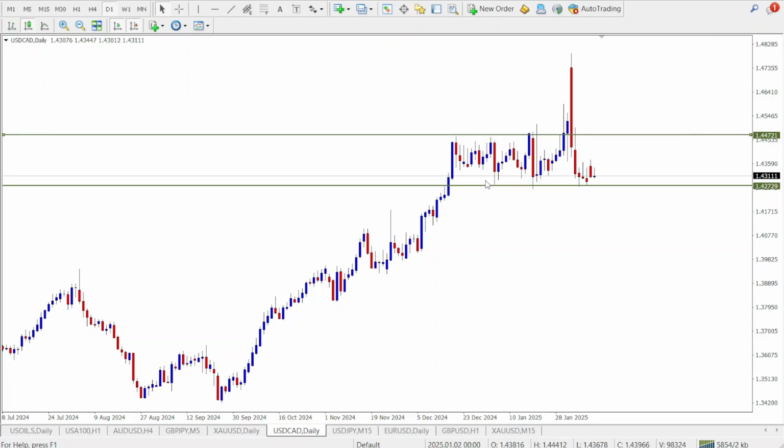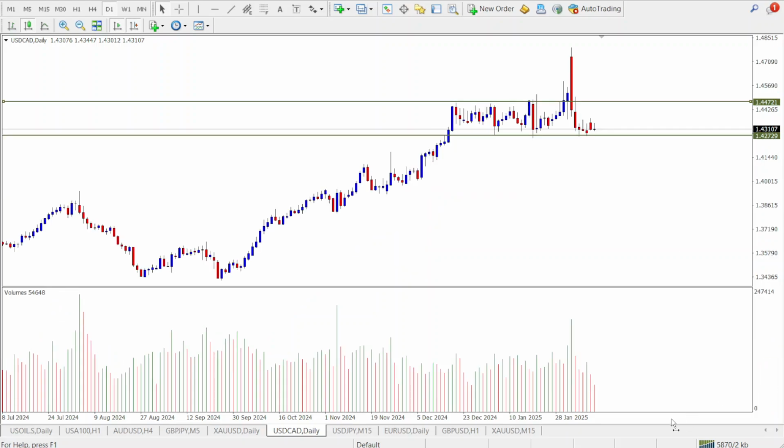Finally, confirm with volume. You can decide to add your volume indicator to the chart. If trading volume increases around a support or resistance zone, it's a strong indication that the level is significant. Now, the more times price reacts at a level, the stronger it becomes.